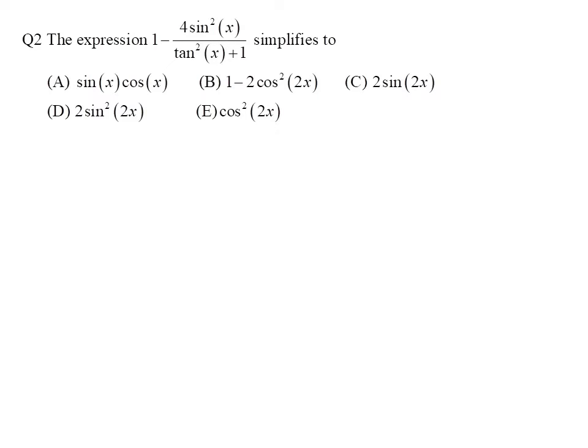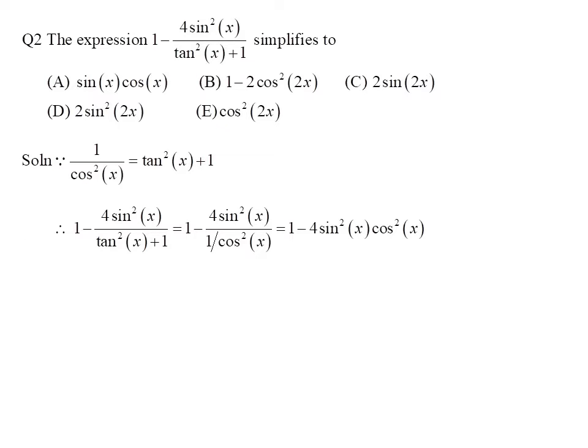Question 2 is to simplify the expression 1 minus 4 times the square of sine x over the sum of the square of tangent x plus 1. Because 1 over the square of cosine x equals the square of tangent x plus 1, it gives that 1 minus 4 times the square of sine x over the sum of the square of tangent x plus 1 equals 1 minus 4 times the square of sine x over the reciprocal of the square of cosine x, which equals 1 minus 4 times the square of sine x times the square of cosine x.